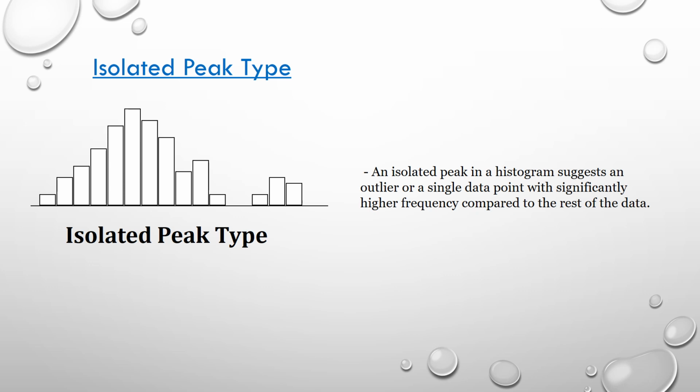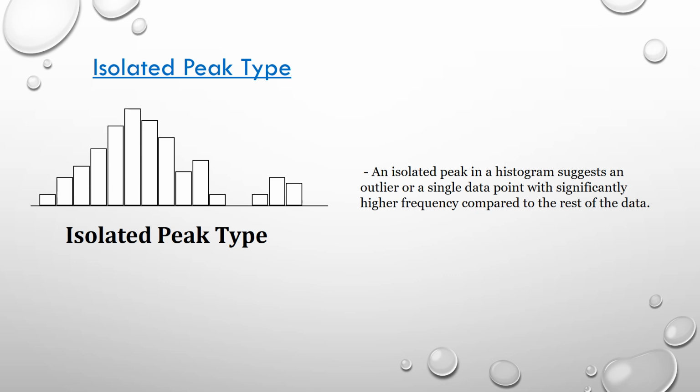These descriptions provide a qualitative sense of the shapes and patterns that histograms can exhibit. Each type of histogram pattern can provide insights into the characteristics of the underlying dataset, helping analysts and researchers understand the distribution and behavior of the data. It's important to note that these types are not exhaustive, and histograms can take on various shapes and patterns depending on the nature of the data.